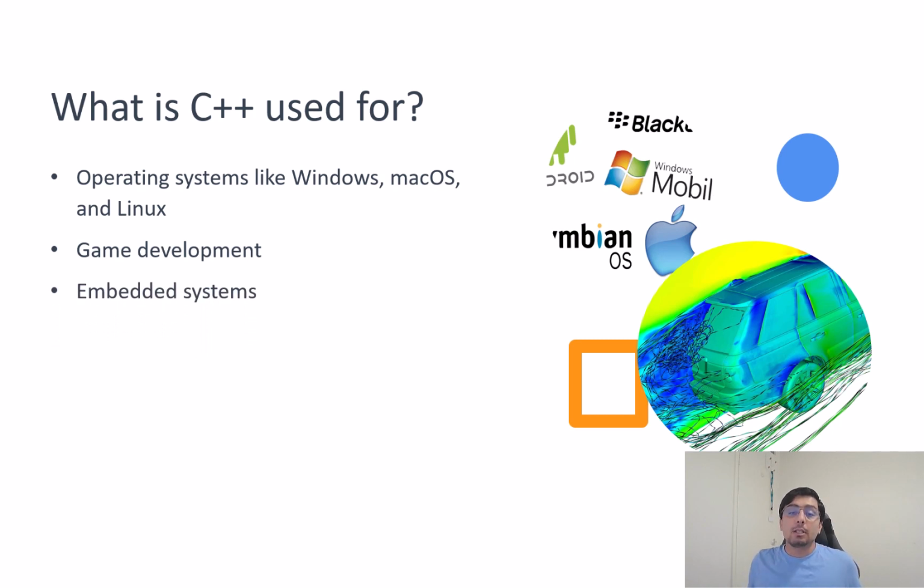Additionally, C++ is commonly found in embedded systems. These are specialized computer systems that perform dedicated functions within larger devices or machinery. Think of automotive systems, aerospace technology, medical devices, and even IoT devices. C++ enables developers to write efficient and reliable software for these embedded systems.